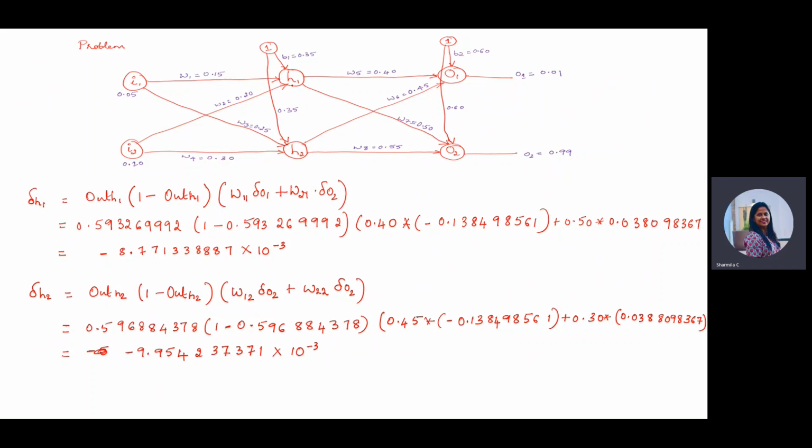Now backpropagate: calculate the error term for these two nodes at the hidden layer, then update the weights W1, W2, W3 and W4. Fine. Now, how do we calculate the error term at the hidden layer? It can be calculated using the formula delta H equals output of H times 1 minus output of H, then the summation over K belonging to outputs, the units that belong to the output layer.